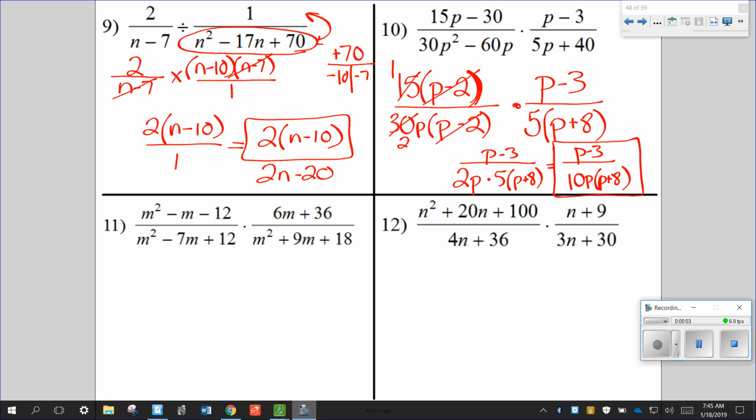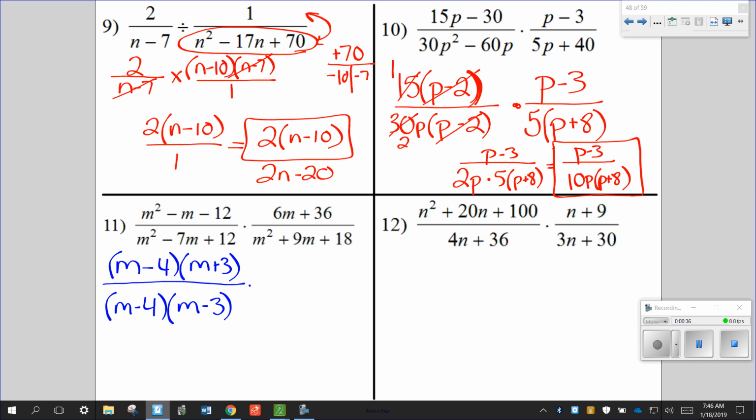Okay, quick 5-minute video. We'll see how many we can get done. Number 11. We've got to factor the numerator here. And so we need factors of negative 12 that add up to negative 1. M minus 4, M plus 3. Now the denominator, we need factors of 12 that add up to negative 7. M minus 4, M minus 3.